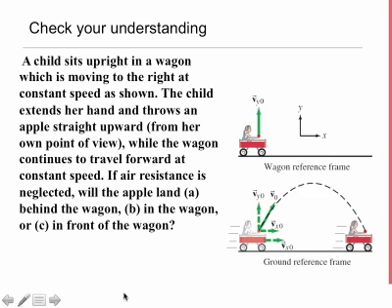Okay, so here's a little check to see how well you understand. A child sits upright in a wagon, which is moving to the right at a constant speed as shown. The child extends her hand and throws the apple straight upward from her own point of view, while the wagon continues to travel forward at a constant speed. If air resistance is neglected, will the apple land A, behind the wagon, B, in the wagon, or C, in front of the wagon? So go ahead and pause the video, think about that, and decide what happens.